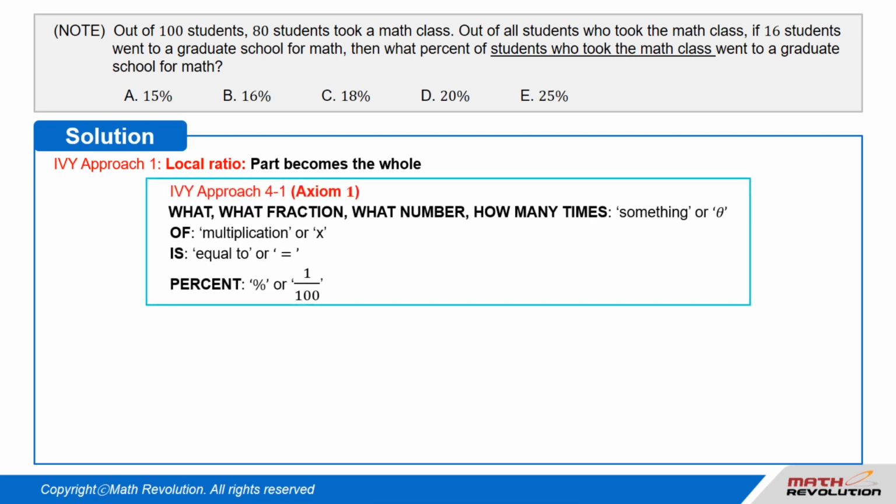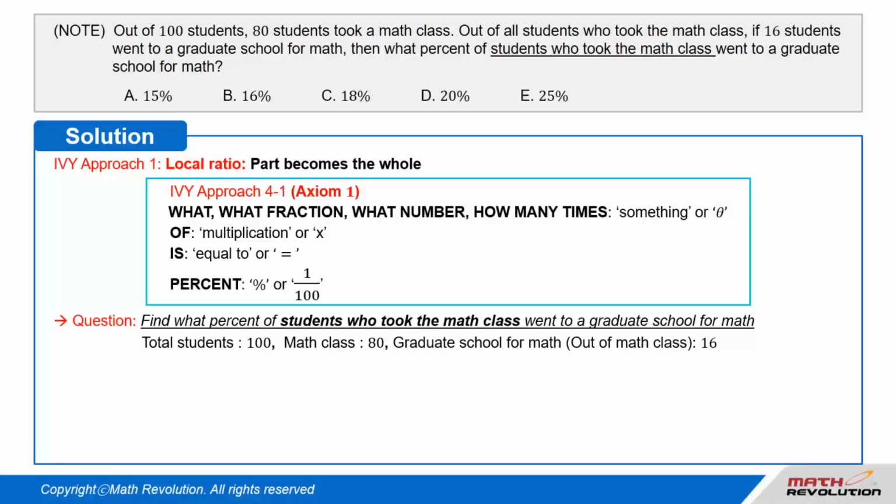IV approach 4-1. Axiom 1. What? What fraction? What number? How many times? Something, or symbol theta. Of is multiplication, or symbol is multiply. Is equal to, or symbol is equal to. Percent, symbol is percent, or 1/100.